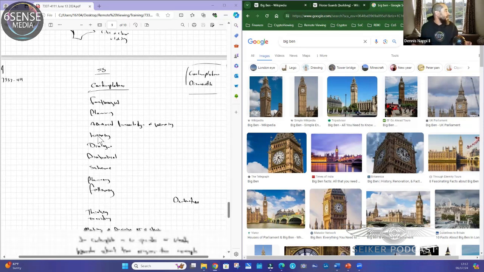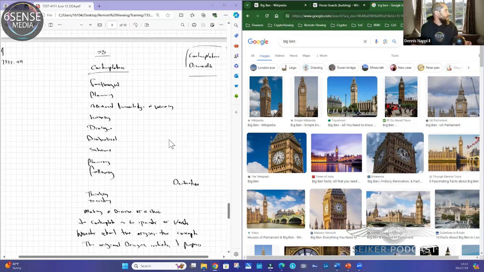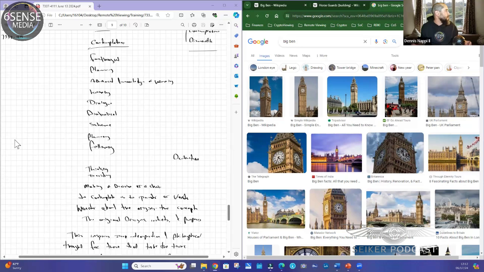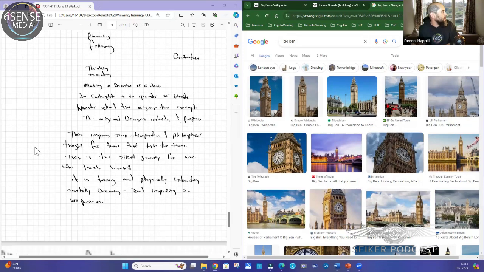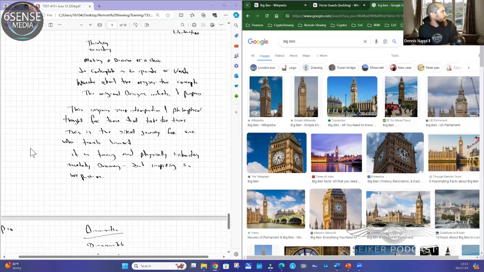I just looked at contemplation. What was that person contemplating here? Making a decision or a choice. To contemplate is to ponder or wonder. Wonder about the origins, the concepts, the original designs, intents, and purposes. This inspiring deep thought, introspection, and philosophical thought for those that take the time. This is the silent journey for one who travels inward. This taxing and physically exhausting, mentally draining, but inspiring, so we push on.